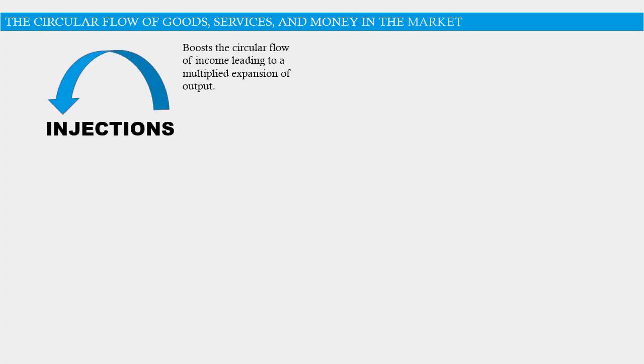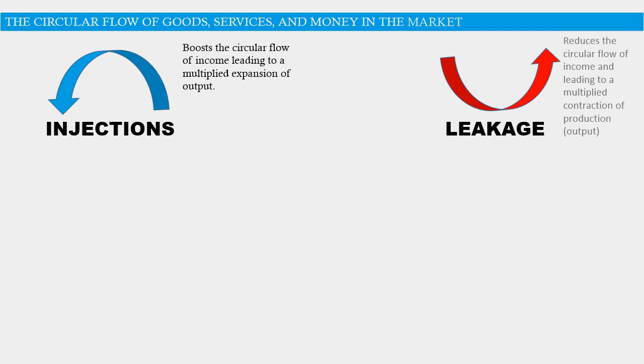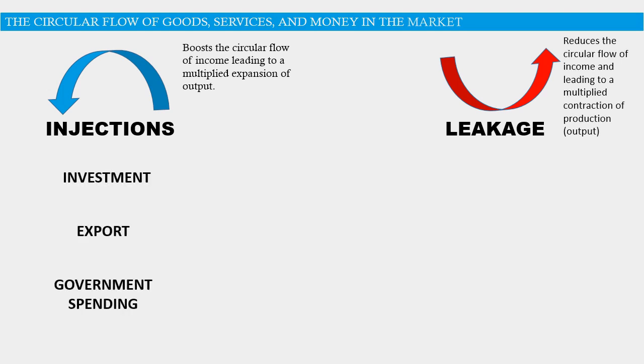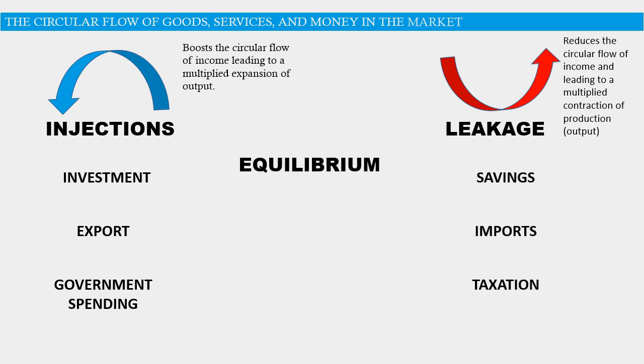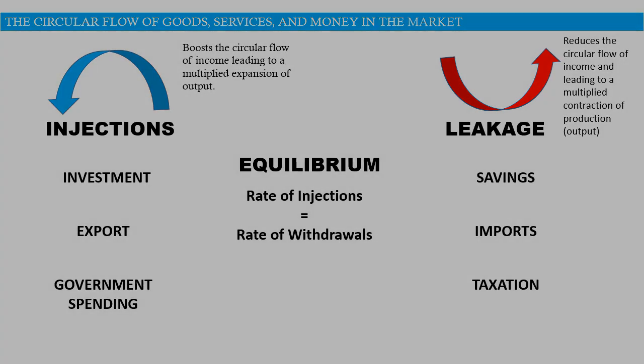To sum up, there are injections and leakages in the circular flow. Injections are investment, exports, and government spending, while leakages are savings, imports, and taxation. To reach equilibrium, the rate of injections and the rate of leakages must be equal. We have to remember in the circular flow diagram that everyone's expenditure is someone else's receipt. Thank you for listening.